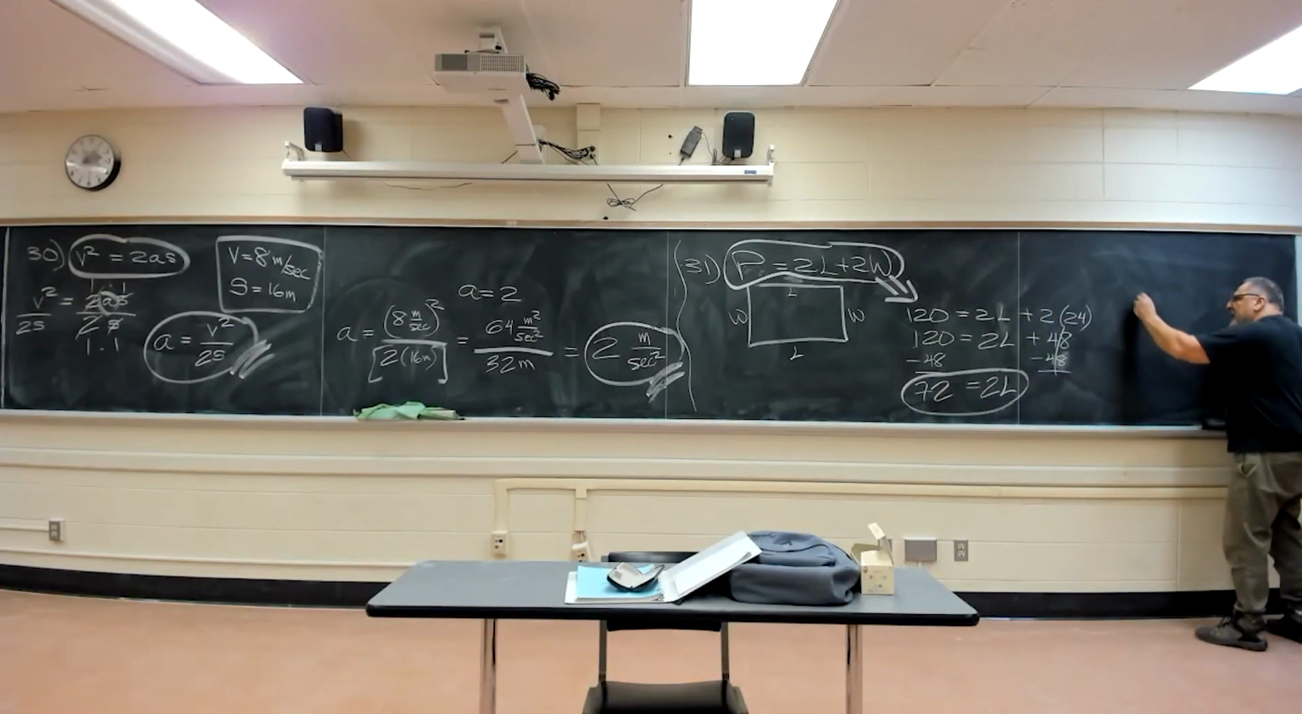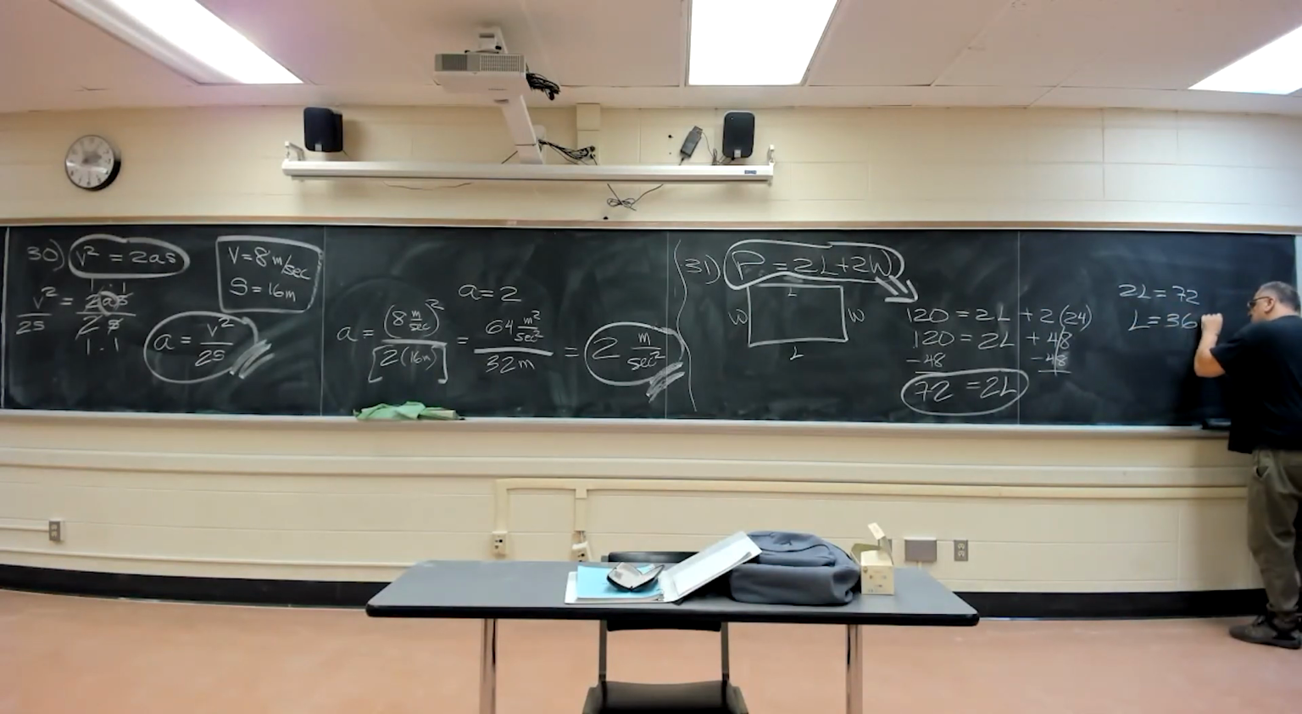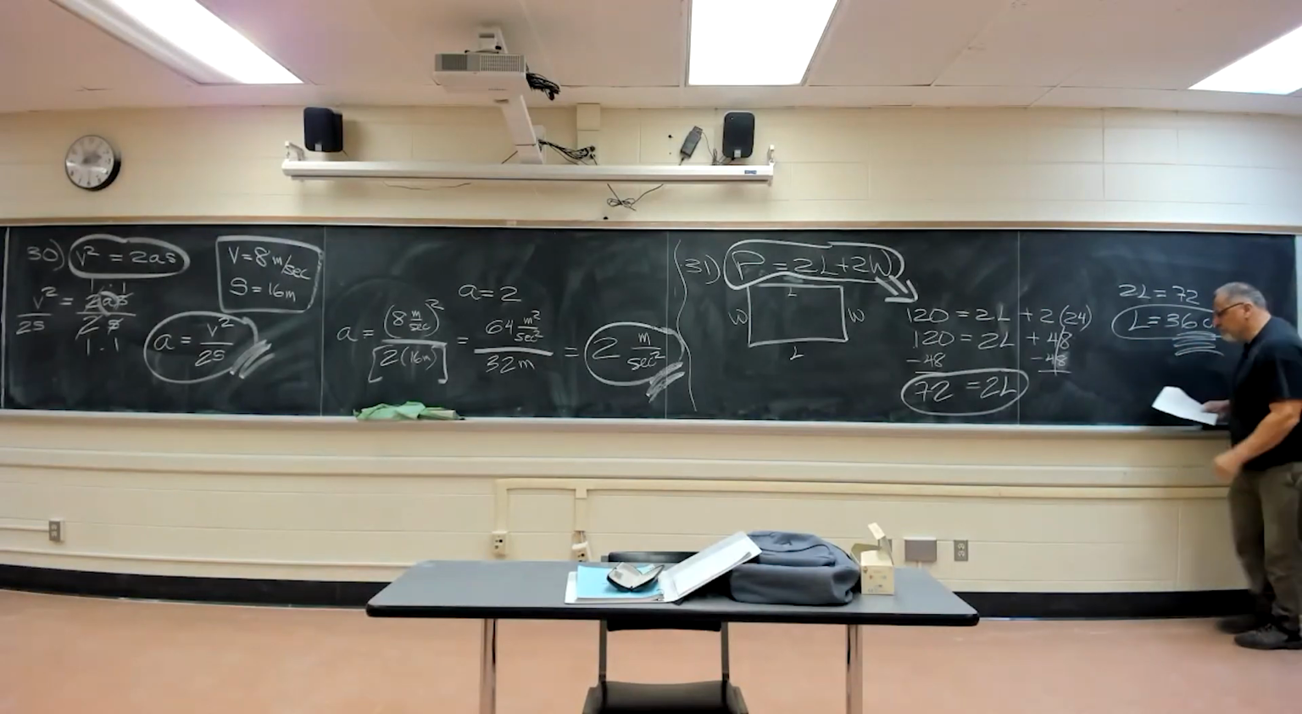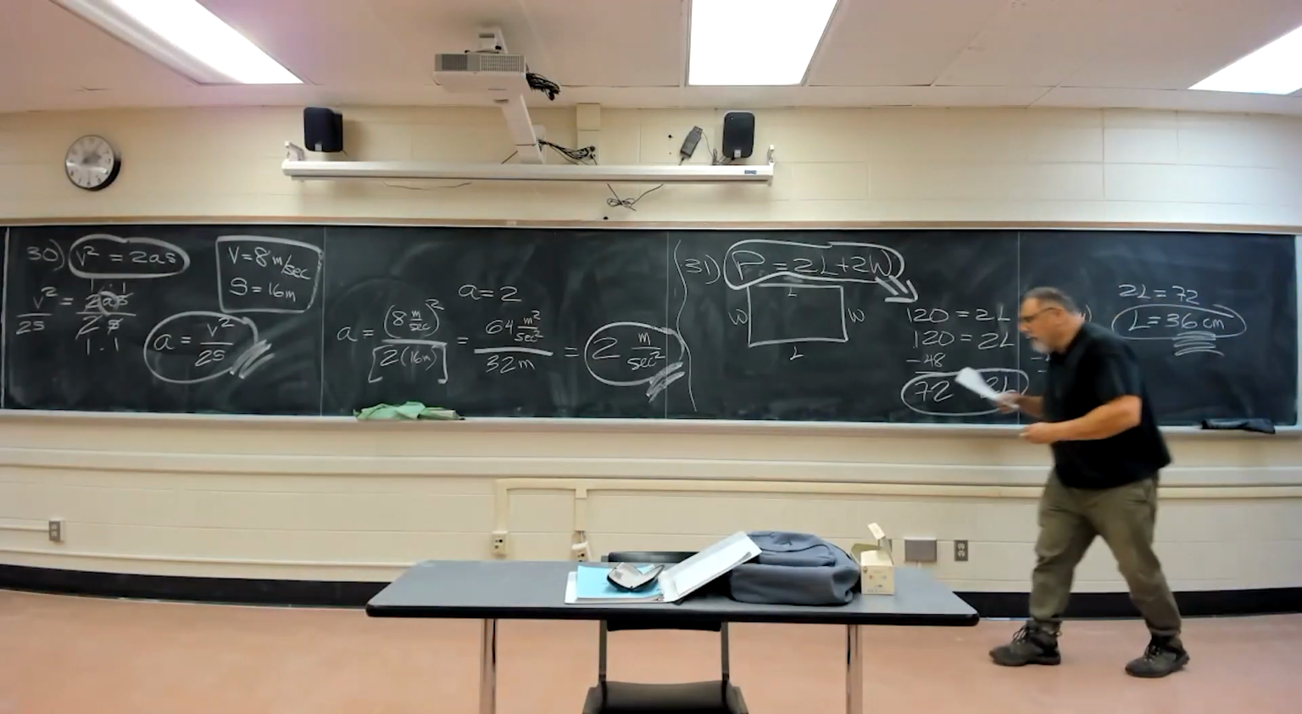When you get down to here, guys, it doesn't matter what order you put it in. 72 equals 2L, 2L equals 72. Divide by 2 on each side. You know where I'm going. Since everything was centimeters from the get-go, there it is. Okay, that's 31.